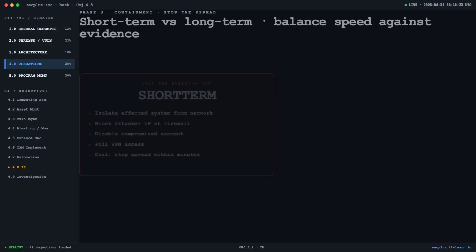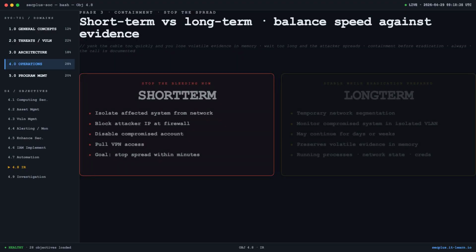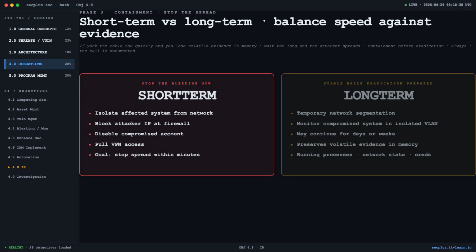Long-term containment. A more stable solution that can be maintained while eradication is prepared. Temporary network segmentation. Monitoring the compromised system in an isolated VLAN. This may continue for days or weeks while thorough eradication is planned.